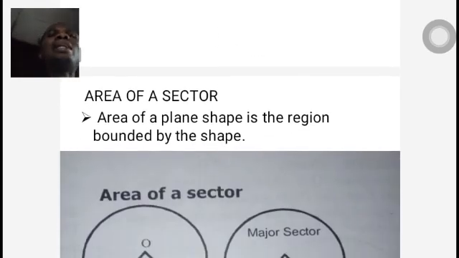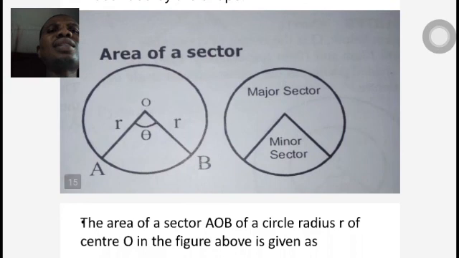Now, the last thing we are going to talk about today is the area of a sector. Now, the area of a plane shape is the region bounded by the shape. For example, in a football field where the 22 players are playing together with the referee, that is the area of that football field.